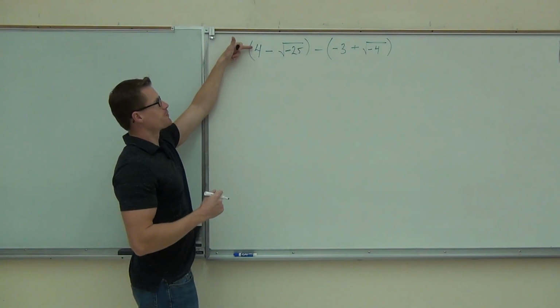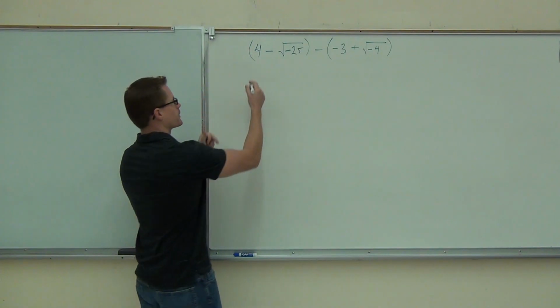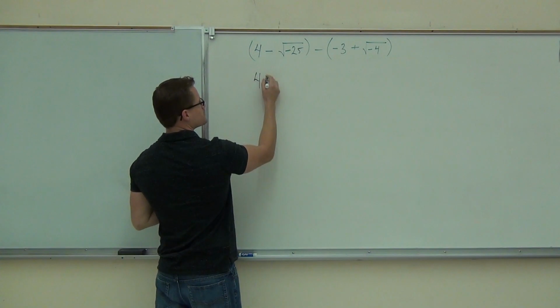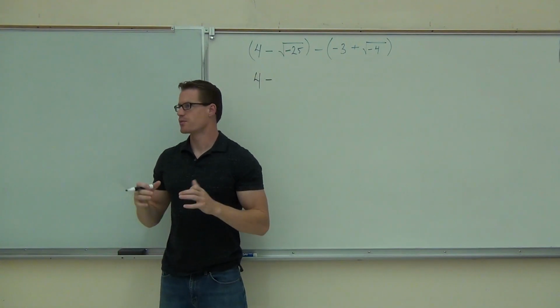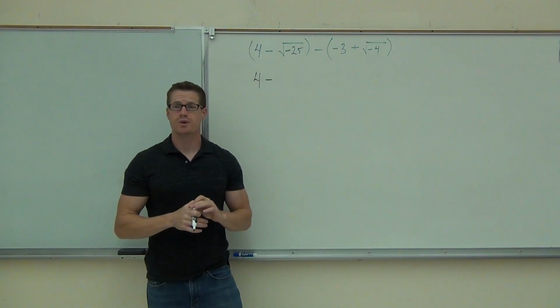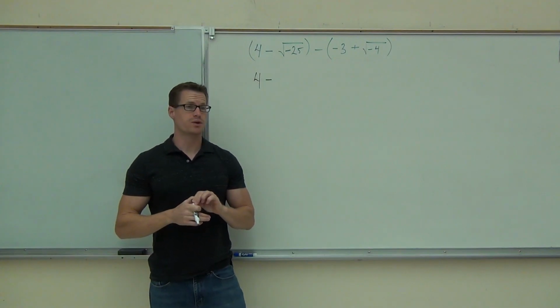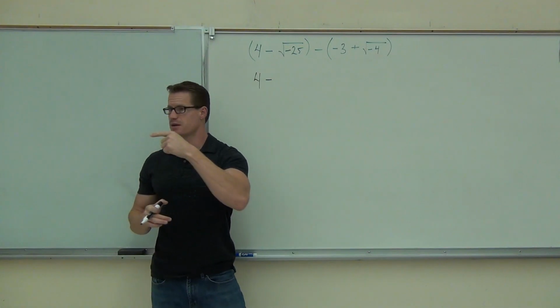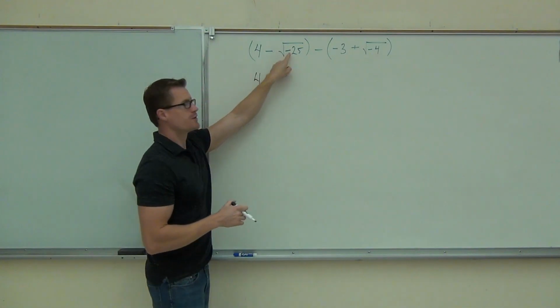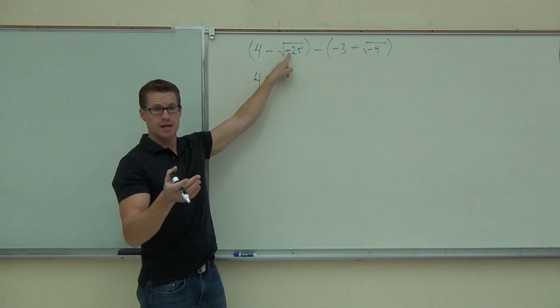Do we need to do anything with the 4? No. Okay, so I know this is just going to be 4, and this minus is still going to be a minus. All I'm asking you to do is convert that root somehow. Now, what is the square root of negative 25? Is it a real number or an imaginary number? Imaginary number. Definitely, because it has that negative inside that root. What does that negative create? i. Somehow it's going to have an i.